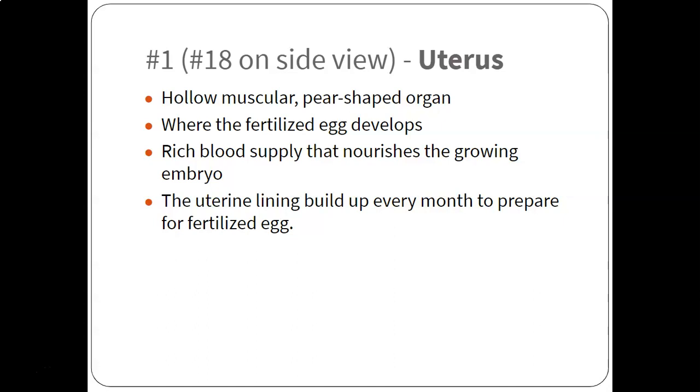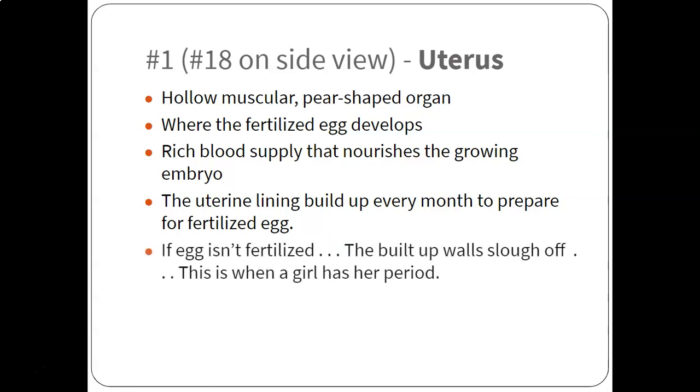If there's no fertilized egg, then that lining, wah, wah, wah, no egg this month, it sloughs off, and that's when a female has her period. Okay? And then guess what? It starts all over again a few days later. It starts building up in preparation for that fertilized egg.